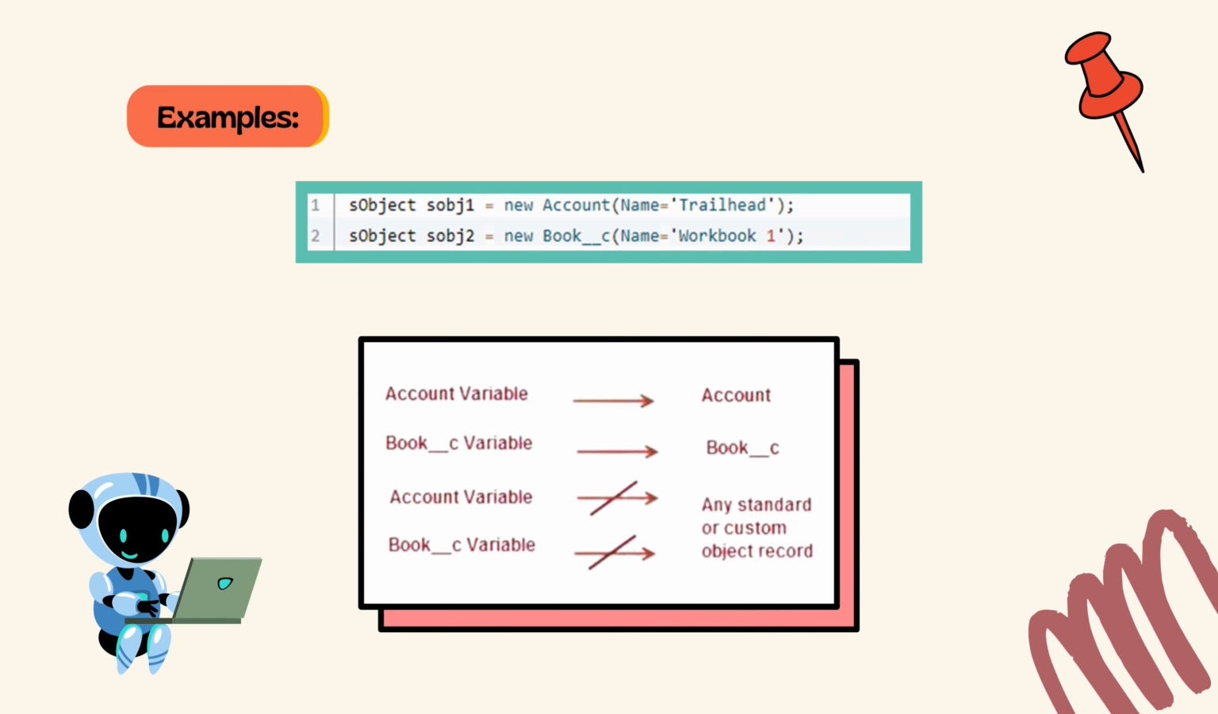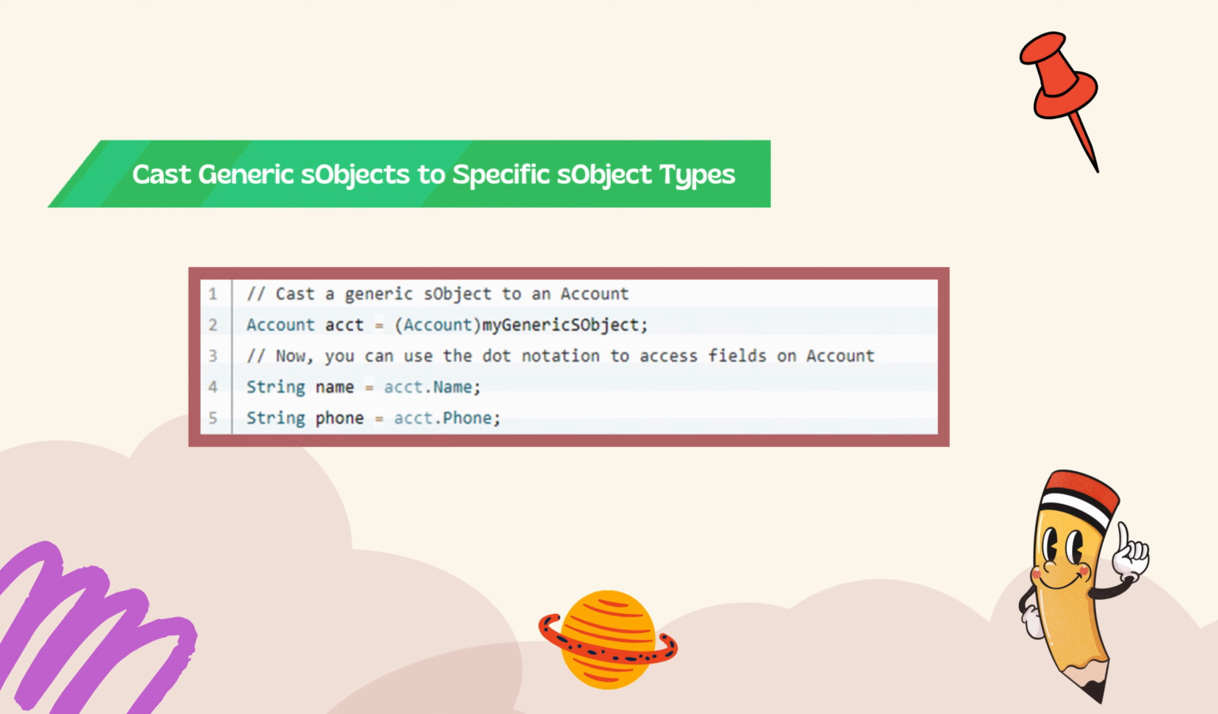Variables that are declared with the generic sObject data type can reference any Salesforce record, whether it is a standard or custom object record. Variables that are declared with the specific sObject data type can reference only the Salesforce records of the same type. When working with generic sObjects, there might be instances where you need to cast them to a specific sObject type to access fields using dot notation. Casting allows you to leverage the benefits of working with specific sObject types. Let's see how it's done.